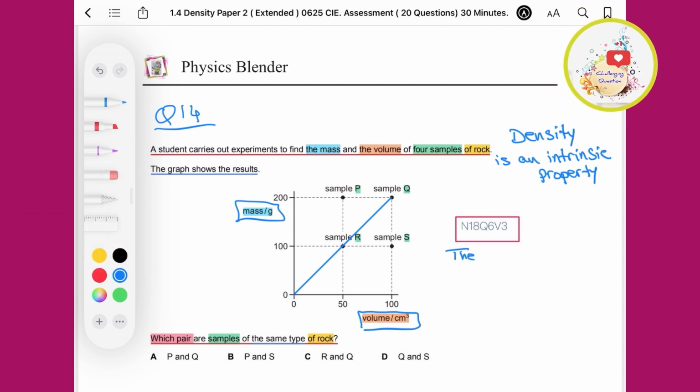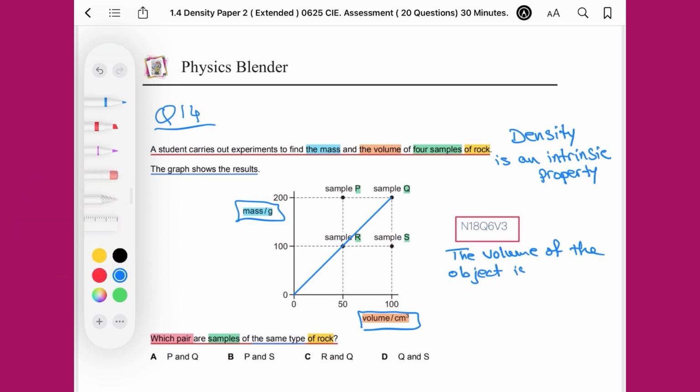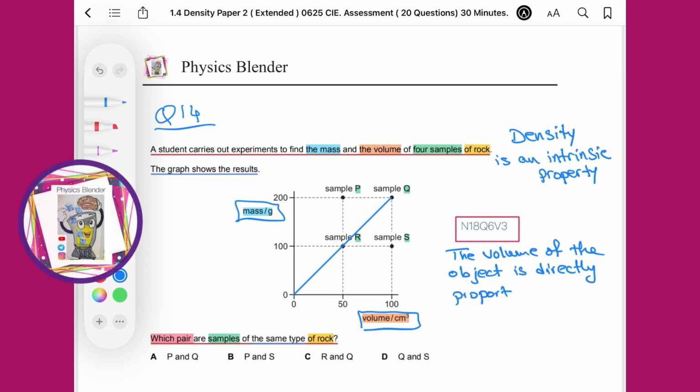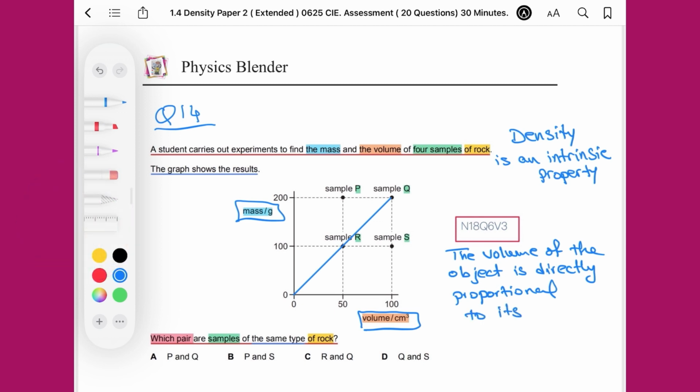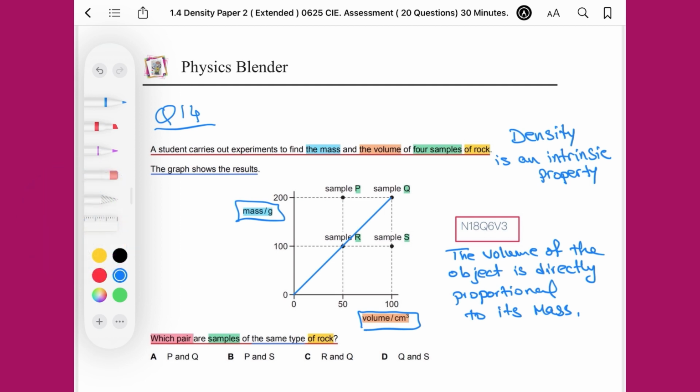The volume of the object is directly proportional to its mass. And also you can tell the gradient of this straight line will give you the value of density.